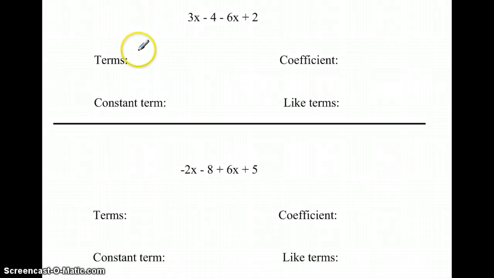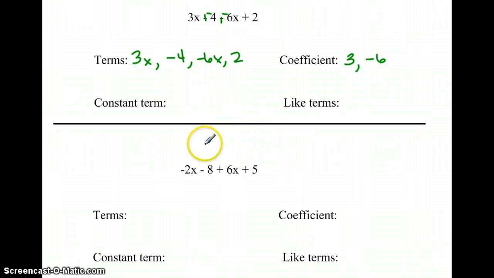Okay, so looking at this example, we have 4 terms. They would be 3x, negative 4, negative 6x, and 2. The reason I'm saying that this is negative is because remember, terms are things that are added together. So if you rewrite your subtraction as addition, hopefully you would see that the sign of the 4 and the 6x is negative. Coefficients: my coefficients here are 3 and negative 6. My constant terms, I have 2 of them, negative 4 and 2.